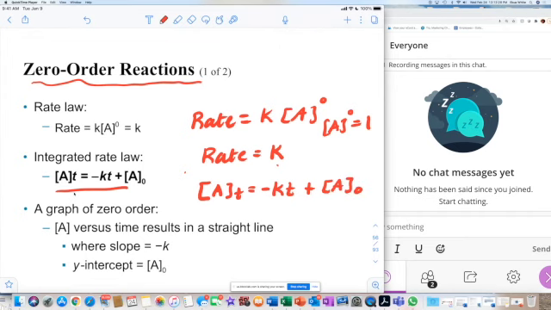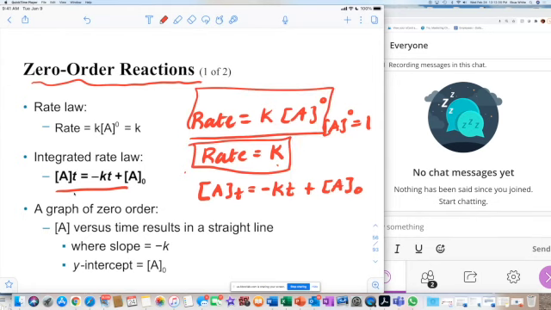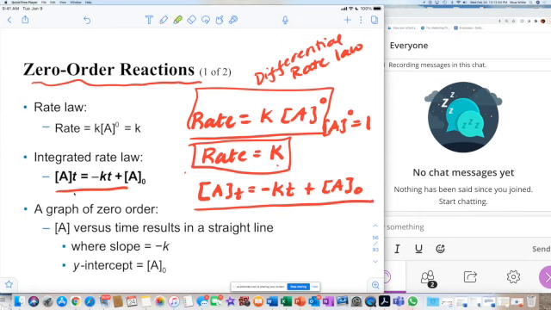So what you need to know, like we covered yesterday, is the rate law. You need to recognize the first form and the second form. The first is sometimes called the differential rate law, or just the regular rate law. The second one is called the integrated rate law. That's this one right here.